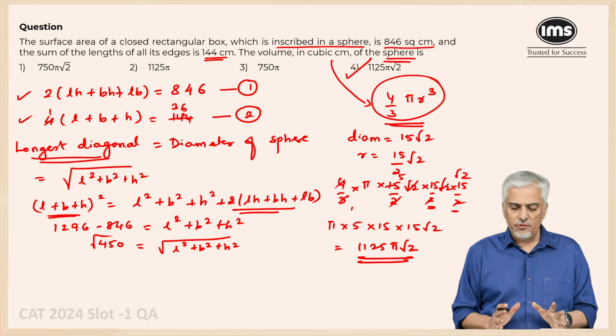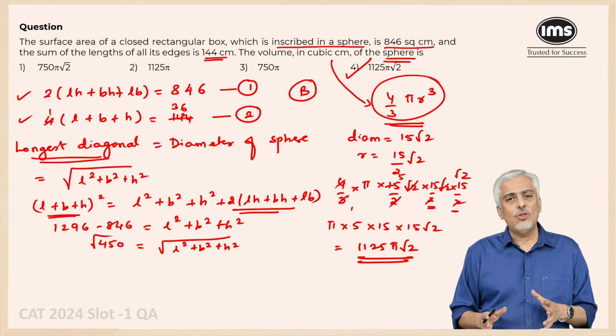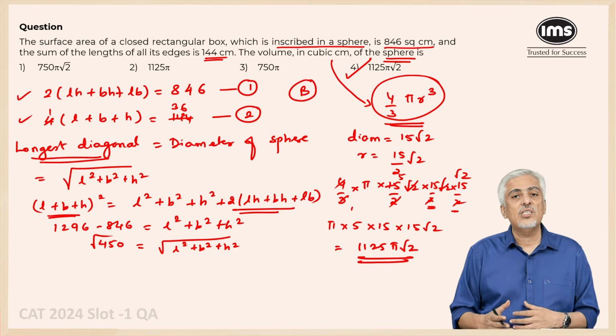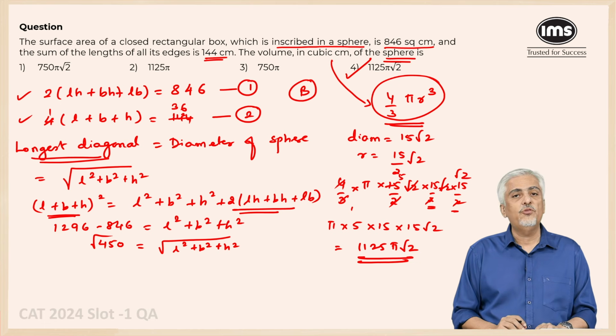Not very straightforward, so I'm going to put it as level B question. Not very difficult also. It's a standard concept, the diagonal being the diameter. But it's still not very straightforward. Not want to put it as a level A question. So, level B question, answer being the fourth option.